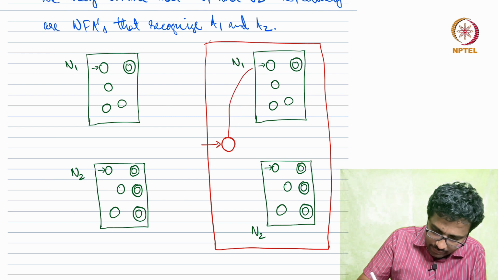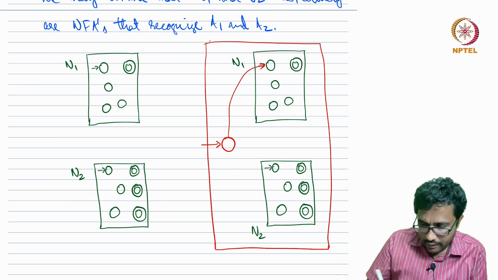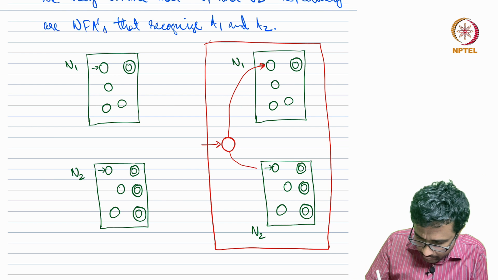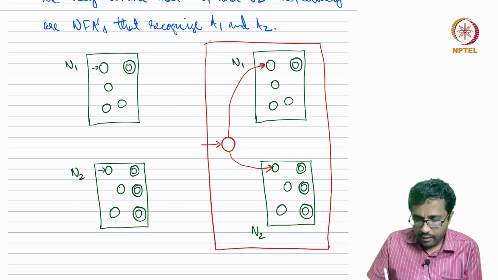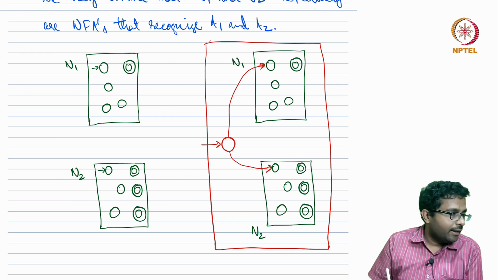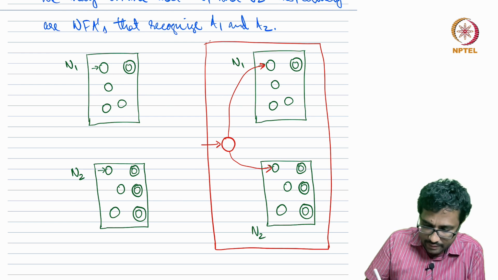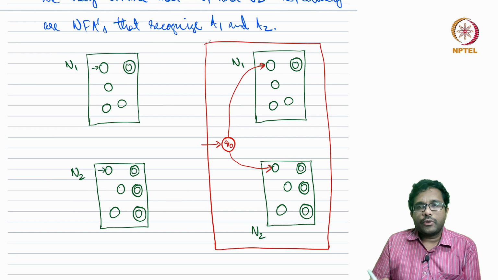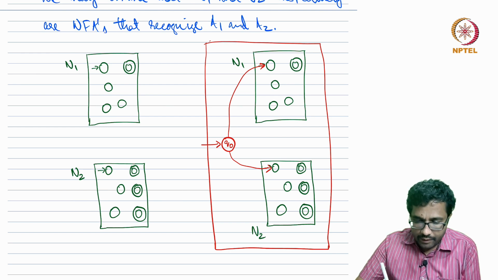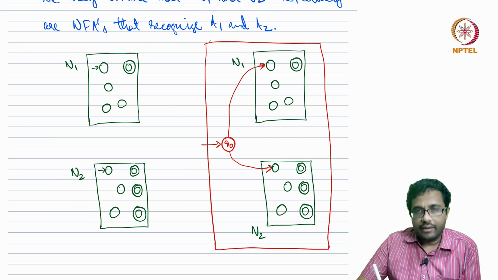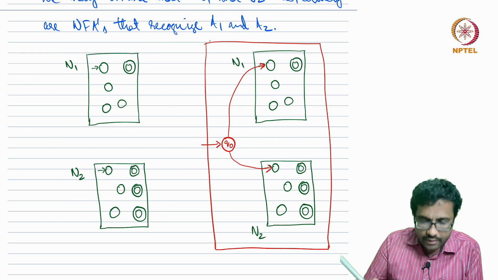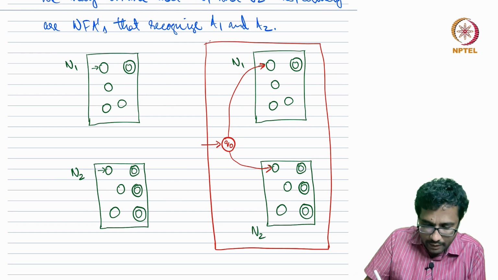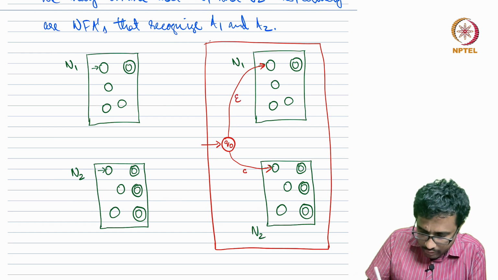I'll add transitions to the existing start states of N1 and the existing start state of N2. So this is a new start state. Let me call this start state Q0, and from Q0 I am adding transitions to the start state of N1 and to the start state of N2. But on what symbol should these transitions be? It should be the empty string, right? So these are both epsilon transitions.